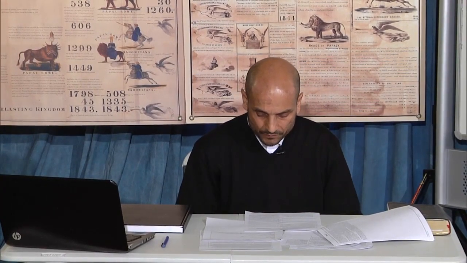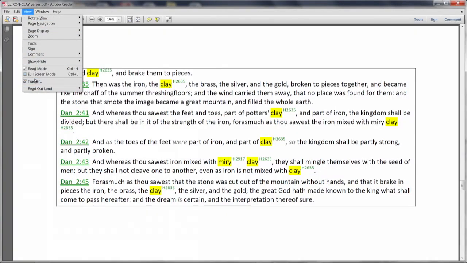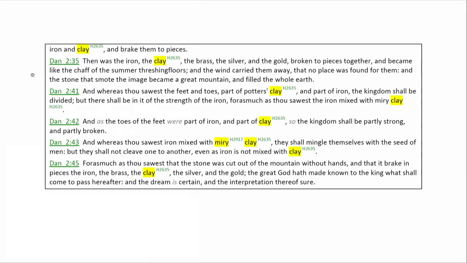I'll read verse 42. "And as the toes of the feet were part of iron and part of clay, so the kingdom shall be partly strong and partly broken." So the only point I'm picking up here is that in the statue, there are only four kingdoms listed. And when you go from the legs into the feet, into the toes, it consistently labels it as the fourth kingdom. There are only four kingdoms in this chapter. So whatever the feet and toes are, they're the same kingdom as the legs of iron.